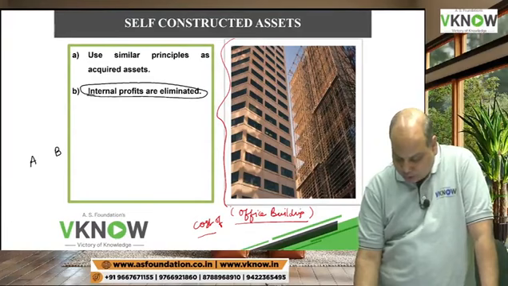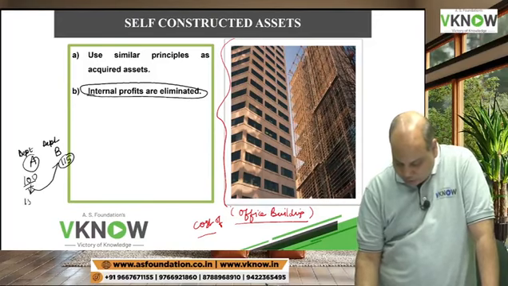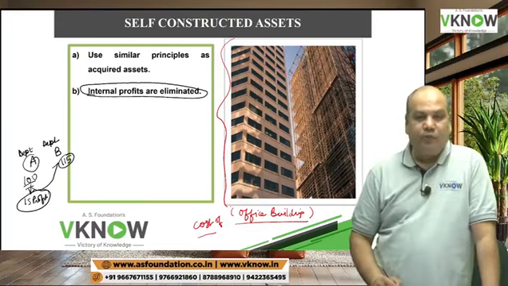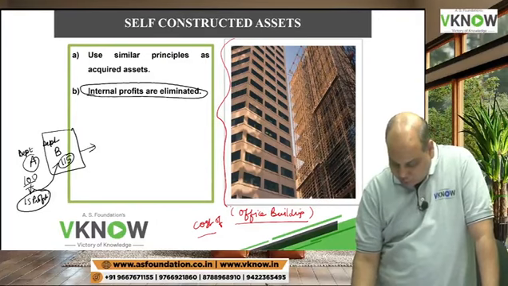Suppose there are two departments, Department A, Department B. Department A purchase goods for 100 rupees, transfers to B for 115 rupees. Department A makes a profit of 15 rupees. Now Department B use this material for construction purpose.